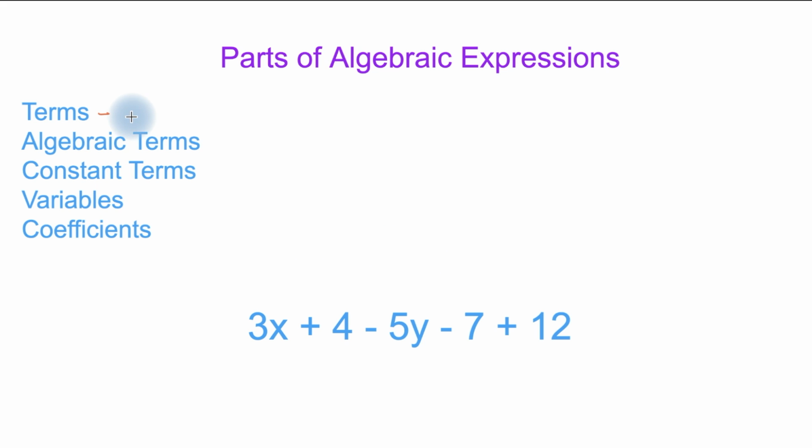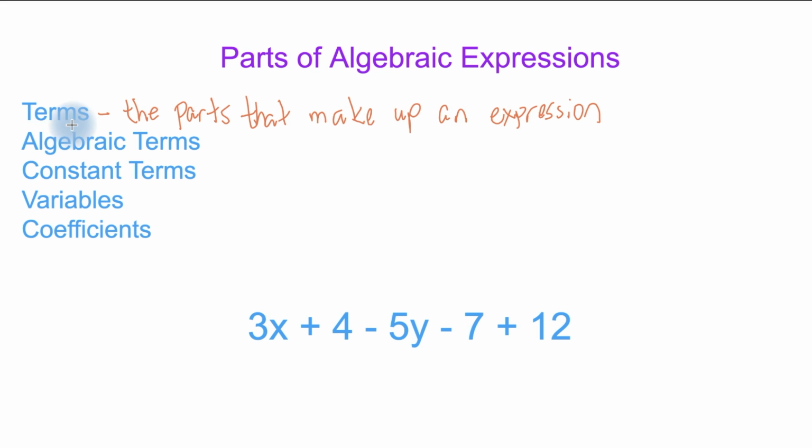Terms are the individual parts or the separate parts that make up an algebraic expression. Now, there are two types of terms: algebraic terms and constant terms. Inside the word algebraic is the word algebra. That is your major hint that this is going to contain a variable. So the definition is a term that contains a variable.